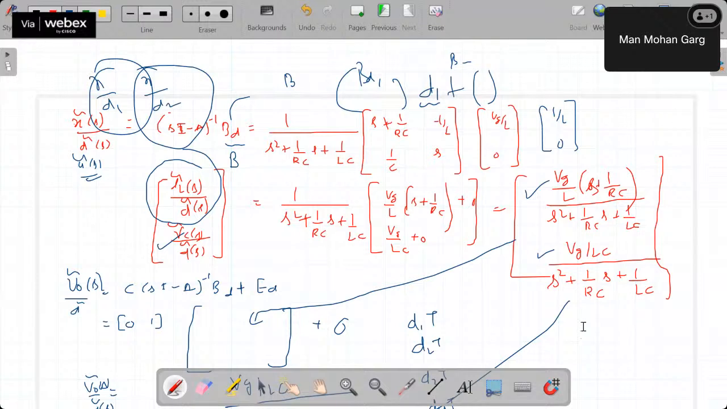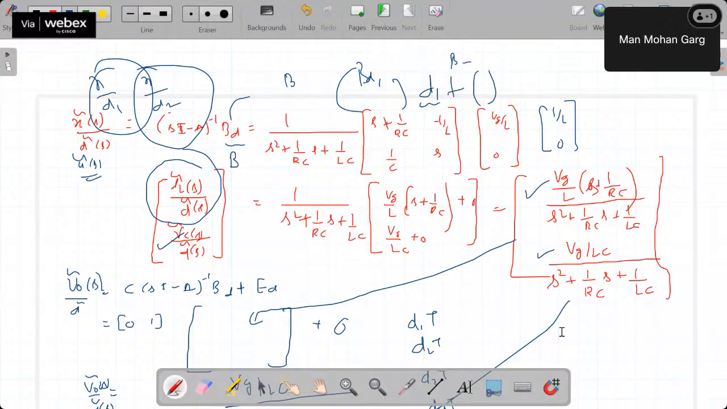Someone has put in chat: Sir, for multi-input systems, inverse matrices, how can we solve? Madam, same way. Multi-input is there, it means your VG will be VG1, VG2, VG3 like that. So your B matrix will change. Now the capital B matrix will have more columns.